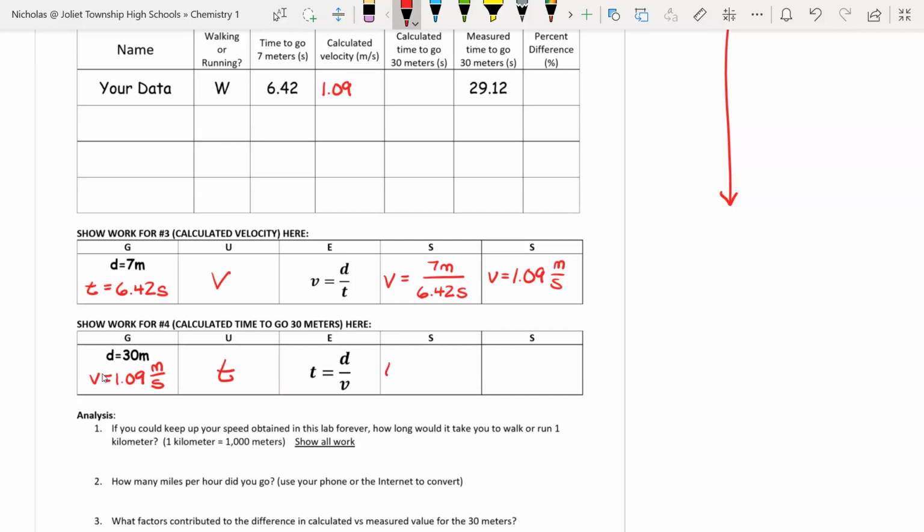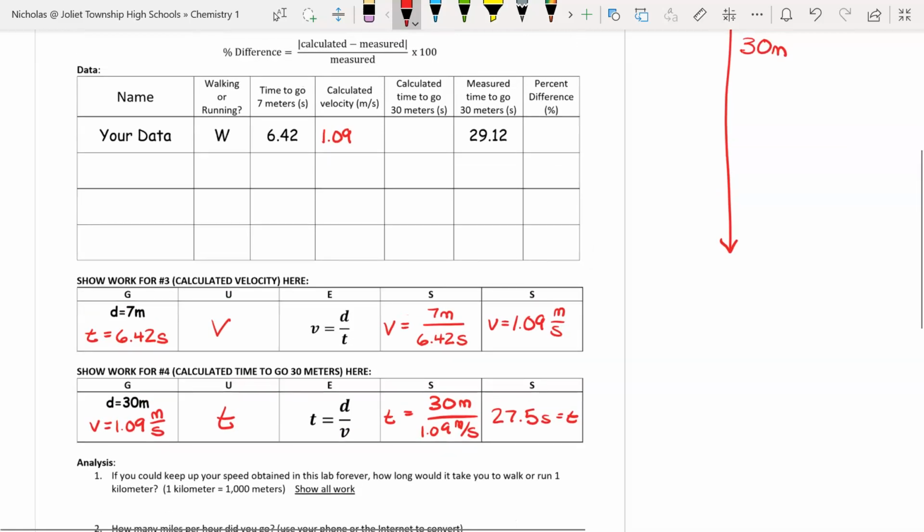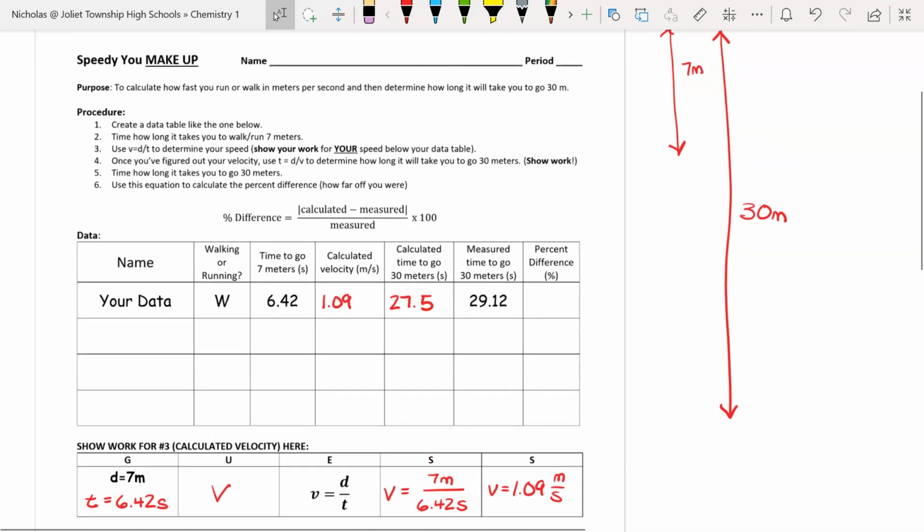We're going to go ahead and substitute into our equation here. Distance is 30 meters. Our velocity is 1.09 meters per second. And 30 divided by 1.09 gives me 27.5 seconds, and that's equal to time. I'm going to put that in my calculation up here, so 27.5. Now what we did next in the lab, after we figured out how long it would take us at that velocity, was we actually timed and saw how long it took to go. And that's where this 29.12 comes from.